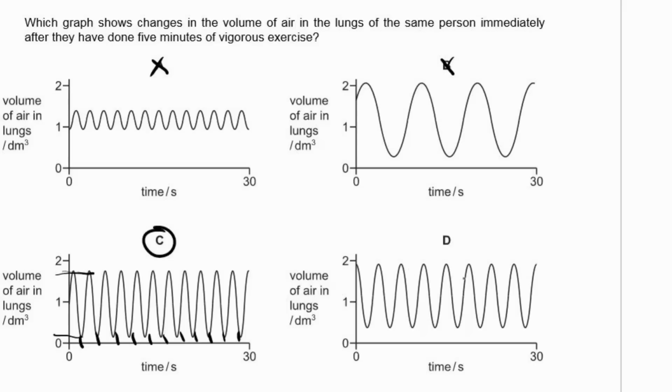I'm going to circle that one. D, in 30 seconds, they're going 1, 2, 3, 4, 5, 6, 7, 8 breaths. So they're going the same rate, going deeper, but the same rate. So the answer is C.